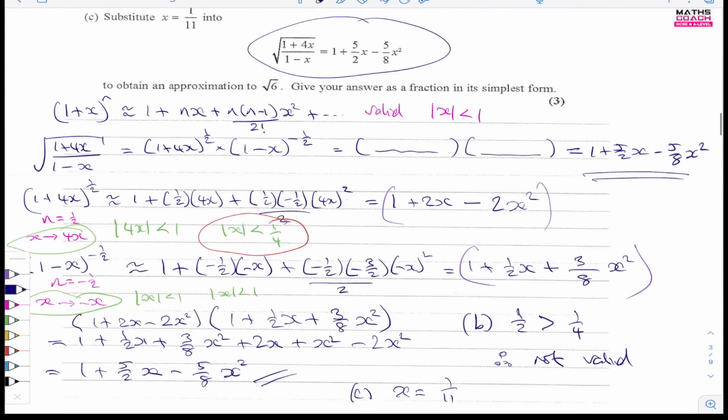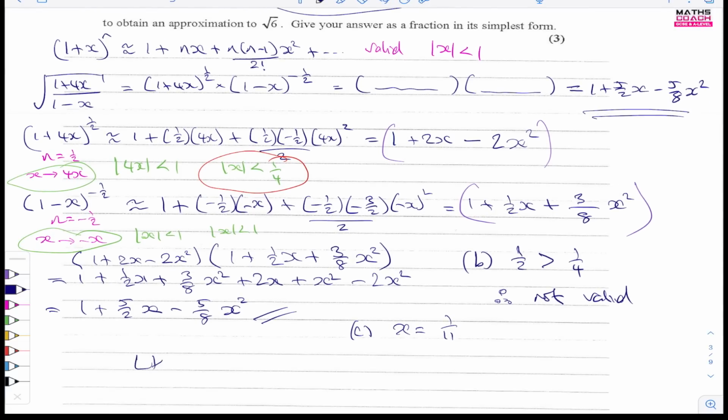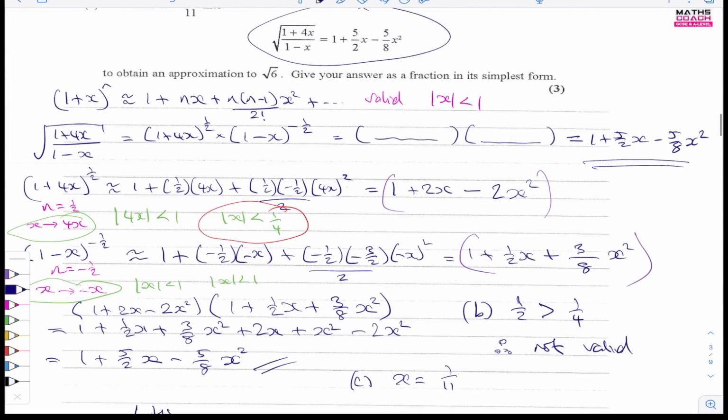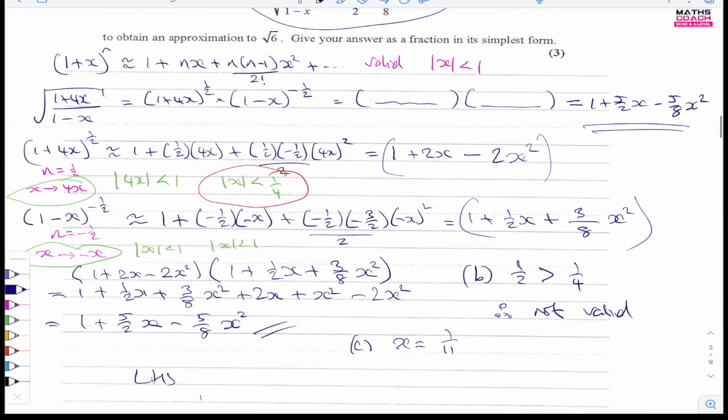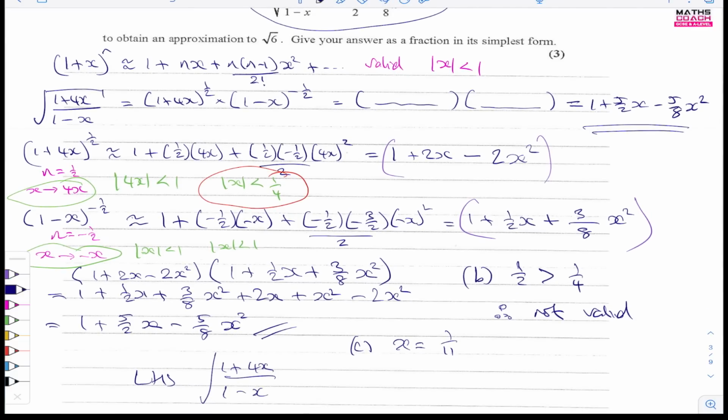approximation for root 6. Well, if we just simply plug it into the left side, the left hand side is the root of 1 plus 4x over 1 minus x. If we just simply put that into our calculators, that should give you root 6 over 2.